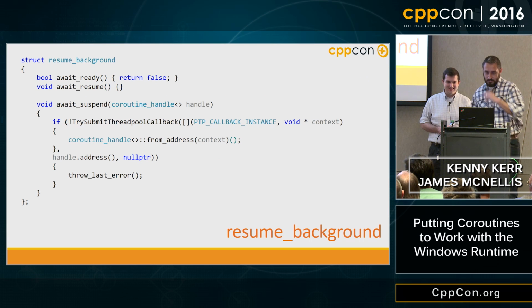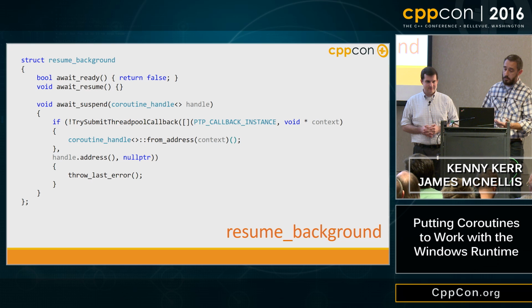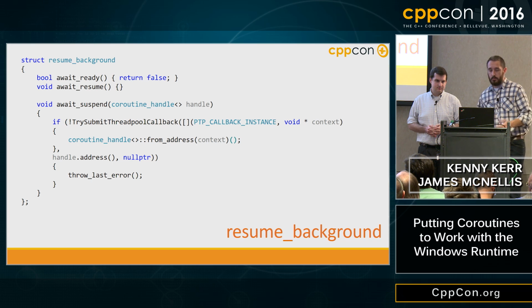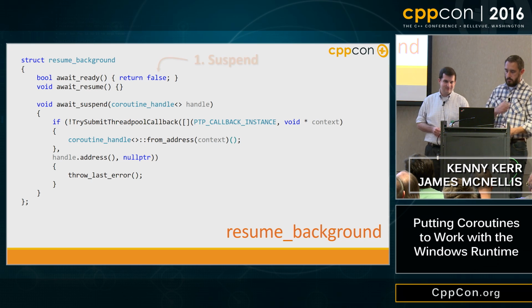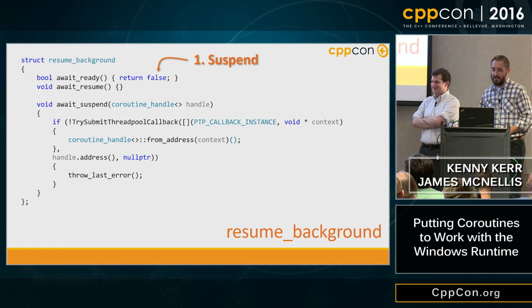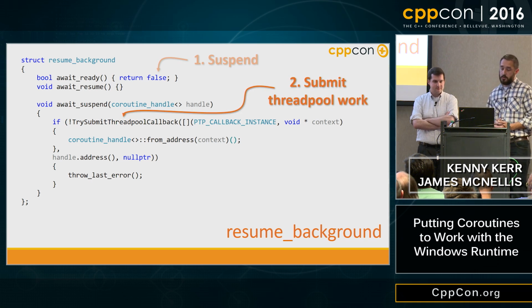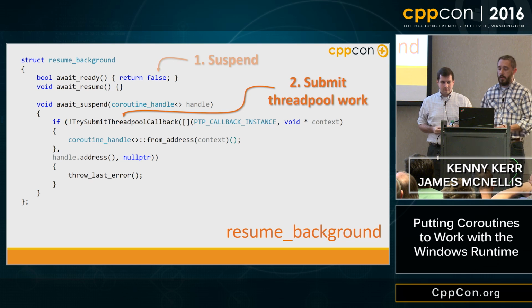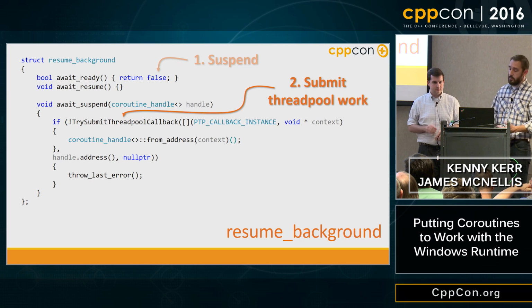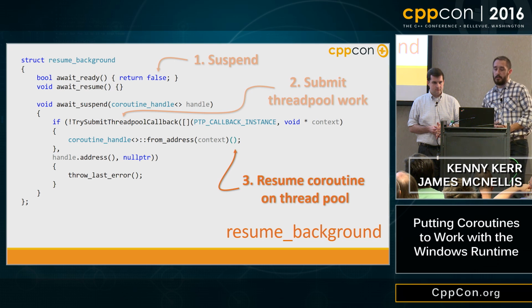And there it is. There's a resume background awaitable type. Await ready says no, I'm not ready. And so it's going to suspend. The await suspend function is then called, which submits the work to the thread pool. And that's the try submit thread pool callback function. There's another more complicated function which allows you to create a work item and submit it multiple times, but in this case, this is all we need. The stateless lambda there then goes and takes that coroutine handle and resumes it, which gets your work effectively on the thread pool in a very simple manner.